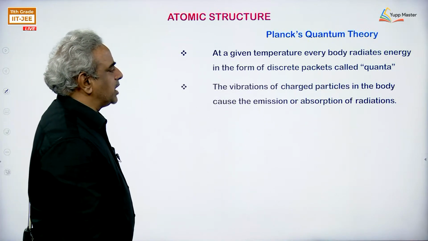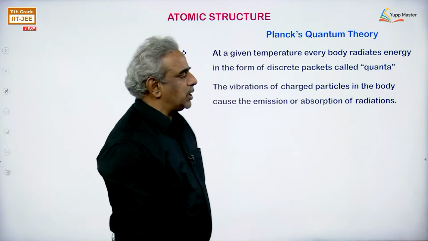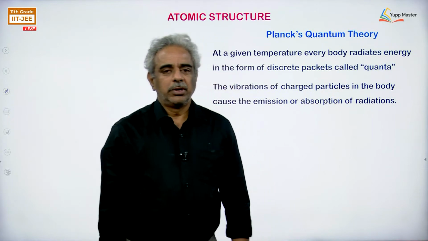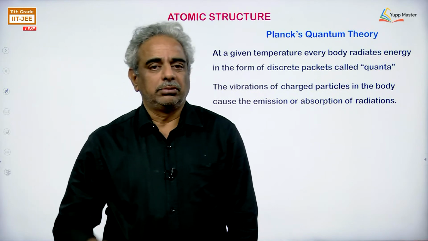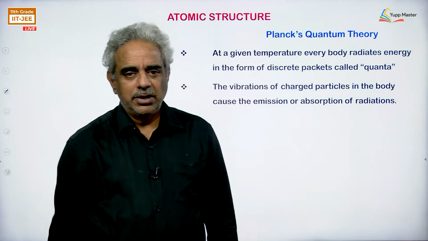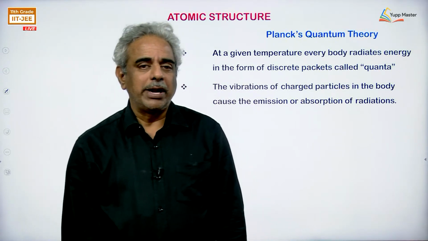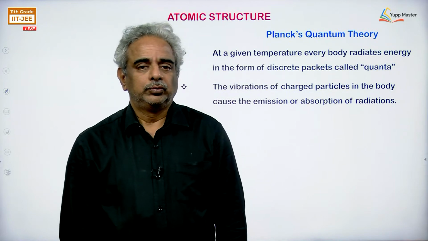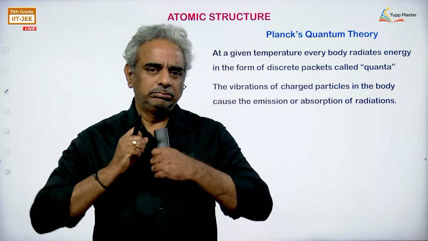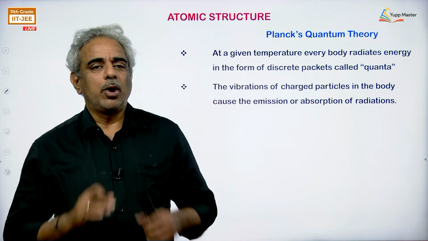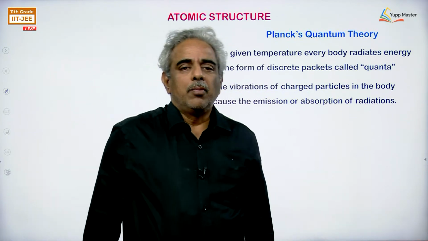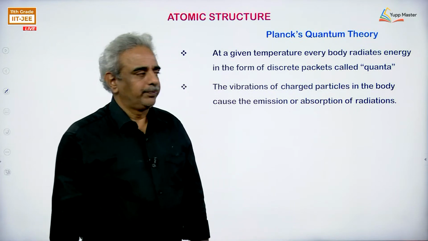The vibrations of charged particles in the body cause emission or absorption of radiation. So, who is responsible for the emission of radiation? The vibrations of the charged particles inside the body. When those vibrations are severe, high energy radiations will come out. Moderate vibrations lead to moderate energy emission.